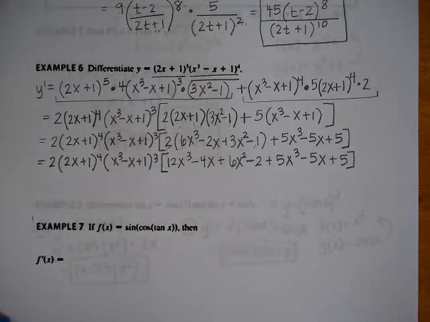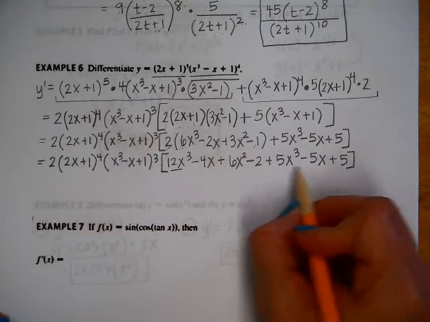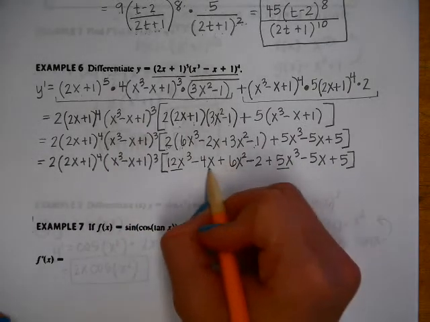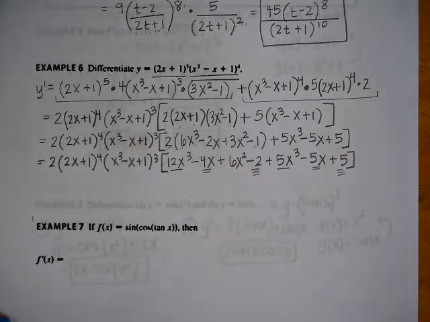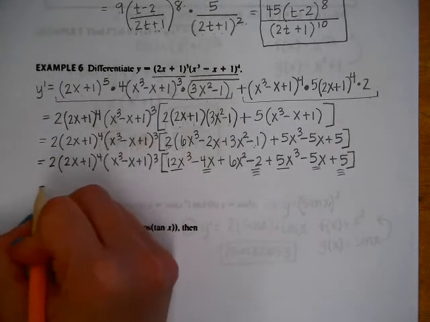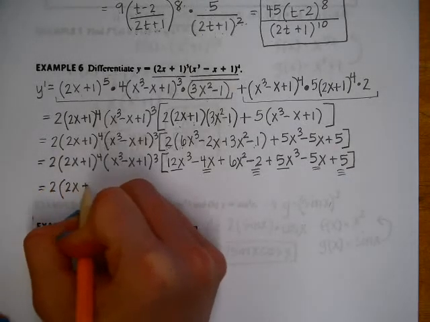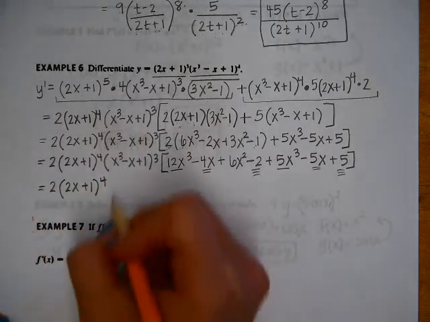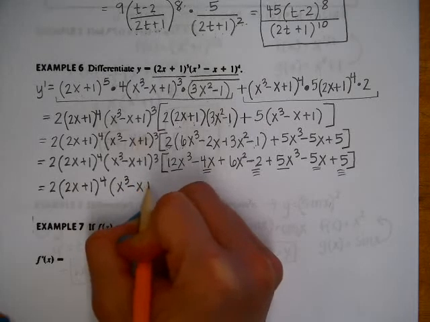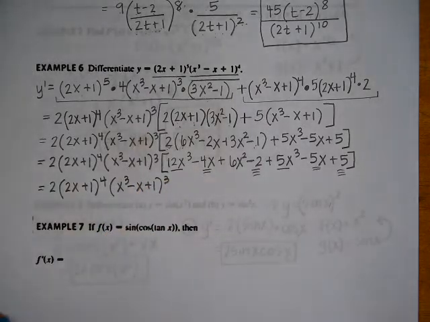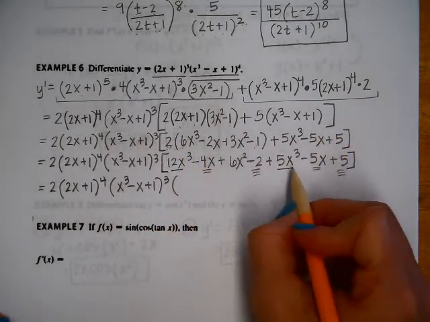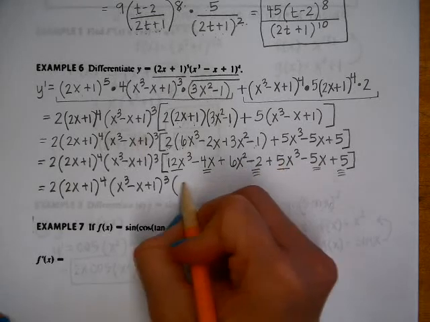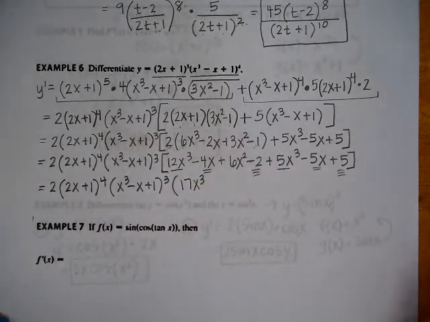Are we having fun yet? All right, so now combine your like terms. So you've got 12x cubed and 5x cubed, negative 4x and 5x, and then you've got your negative 2 and your 5, right? So again, one last time, bring all of this down. 2 times 2x plus 1 to the 4th times x cubed minus x plus 1 to the 3rd. If I say 12x cubed plus 5x cubed, that gives me 17x cubed.